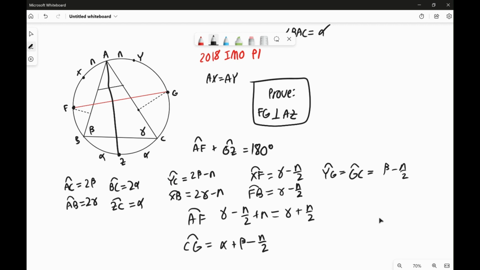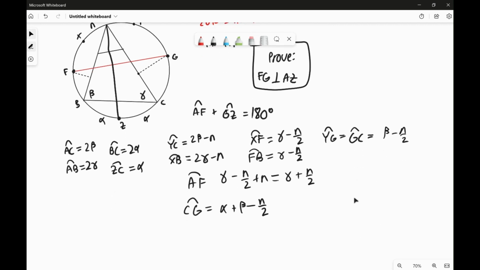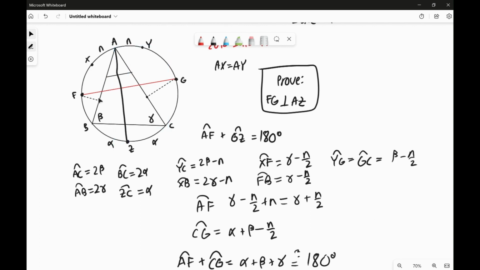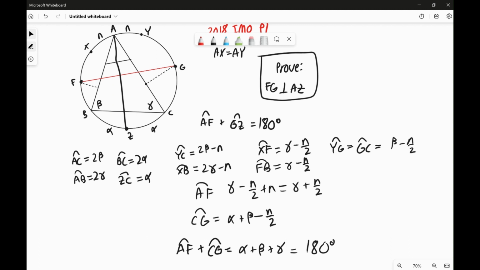You might see how to finish this right away. But let me finish for you. So we have that arc AF plus arc CG is equal to alpha plus beta plus gamma. And then the n over 2's cancel out. And we want to prove that this is equal to 180 degrees. At this point, something should be ringing in your mind that this problem is actually trivial now, because it's just the sum of the angles of the triangle. So we're done, and this actually ends up being an equality.